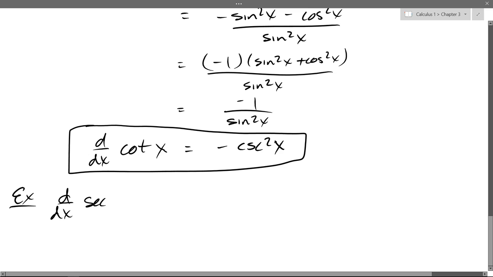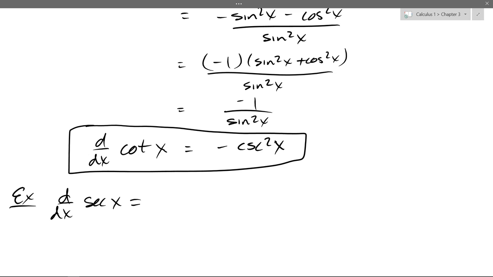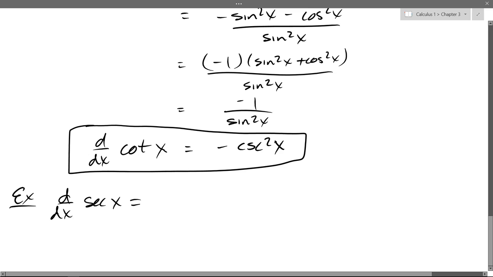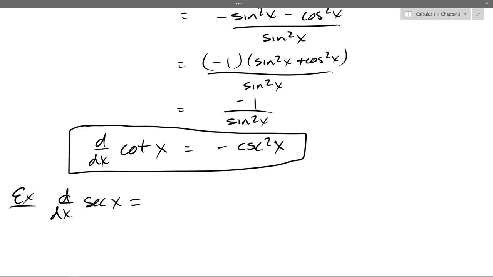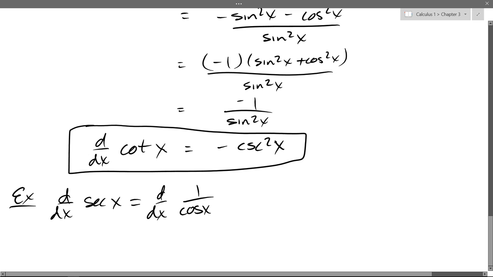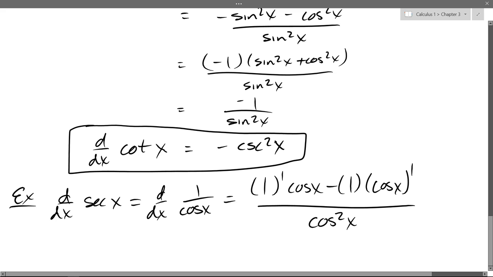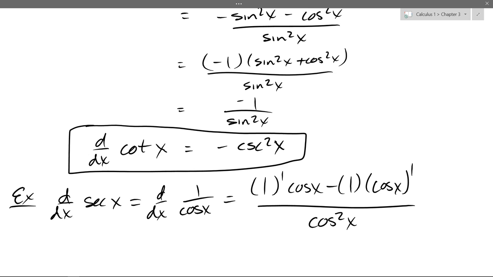So we didn't really do the sum difference formula for secant. What else can we do for secant to get the derivative? We know the derivative of sine and cosine. How do we relate this back to sine or cosine? 1 over cosine. So we get the derivative of 1 times cos minus 1 times the derivative of cos, divided by cos squared. What's the derivative of a number? Zero. So the derivative of 1 is going to be 0.